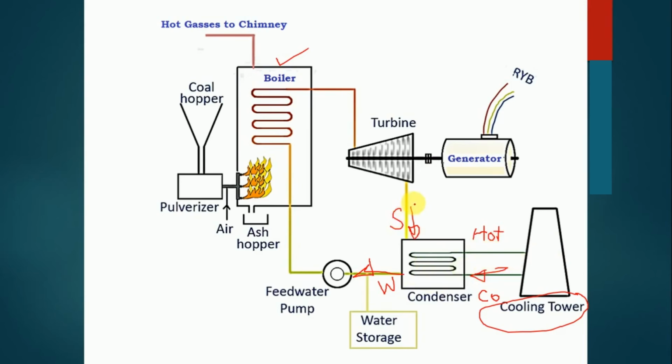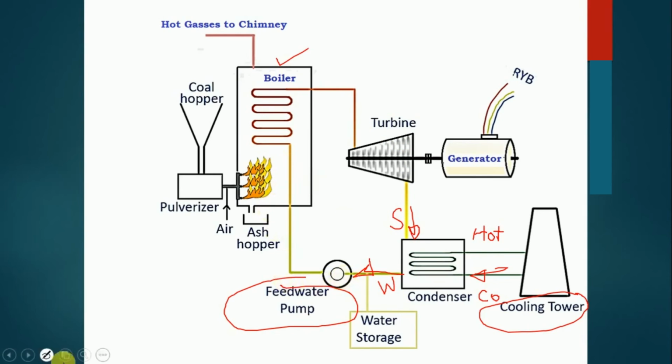Now the steam which has gone to the condenser comes out as water. That water is sucked by the feed water pump, and then supplied to the boiler. So the cycle is completed: the boiler supplies steam to the turbine, the turbine supplies steam to the condenser, the condenser supplies water, and that water is taken by the feed water pump and supplied to the boiler.